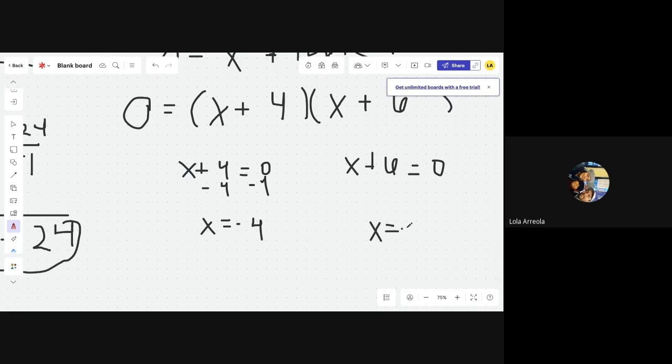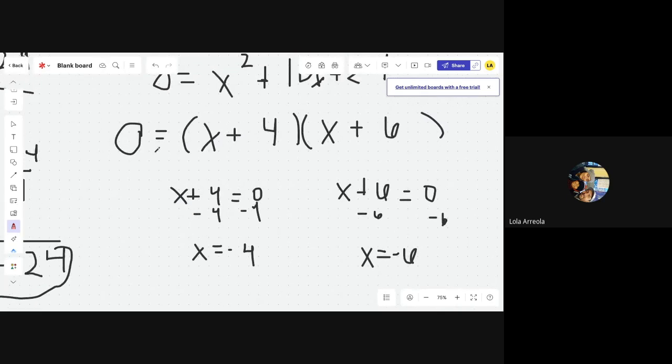Okay, so the point of this is, what I just used is essentially called the zero product property. The zero product property just says 0 is equal to a times b. So if a is equal to 0, my entire function is equal to 0. If b is equal to 0, then again, my entire function is equal to 0. So that makes sense, right?